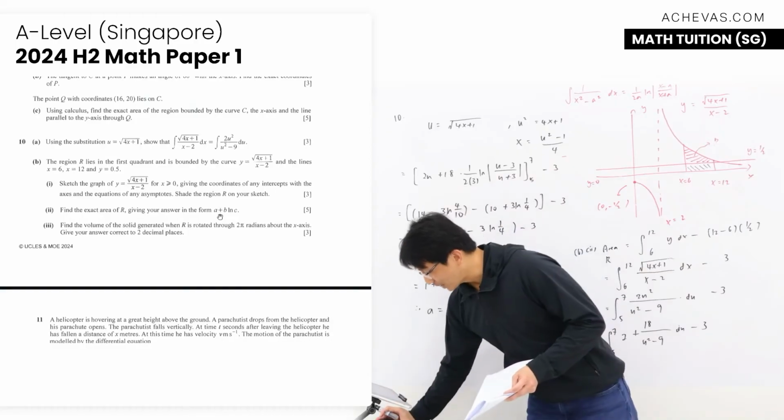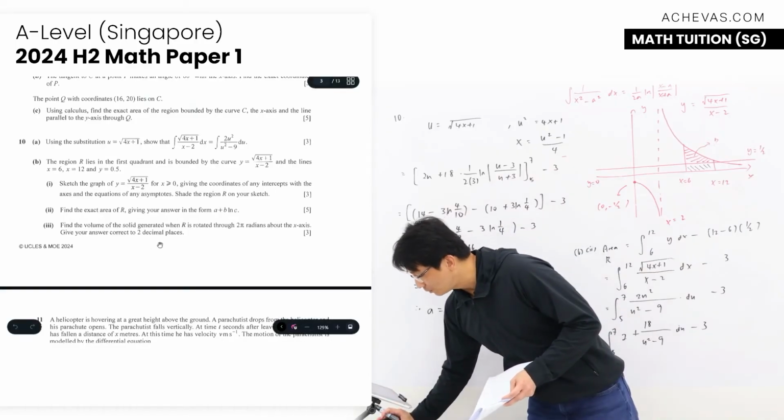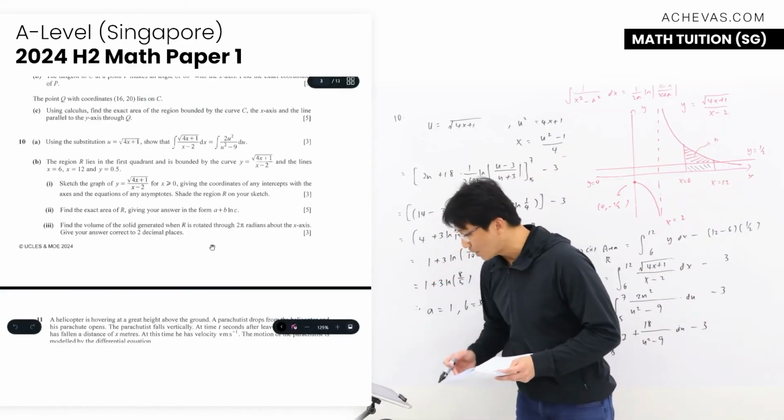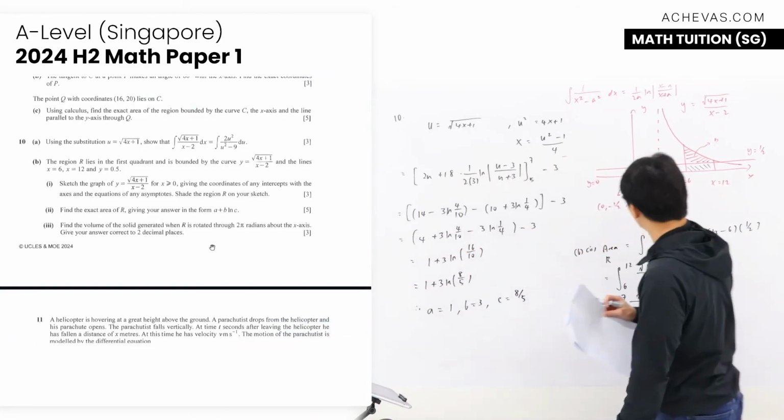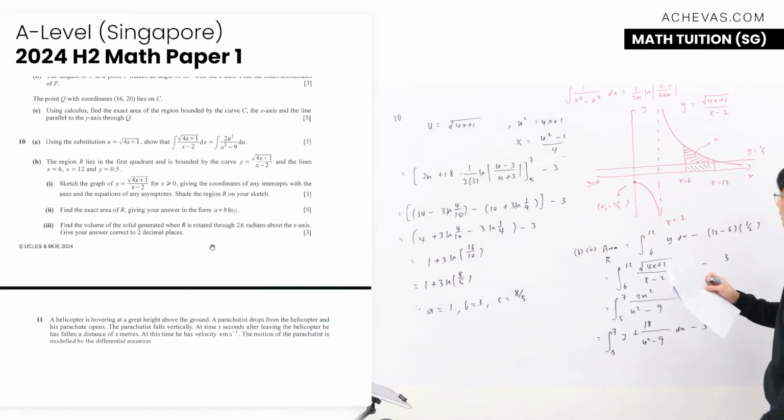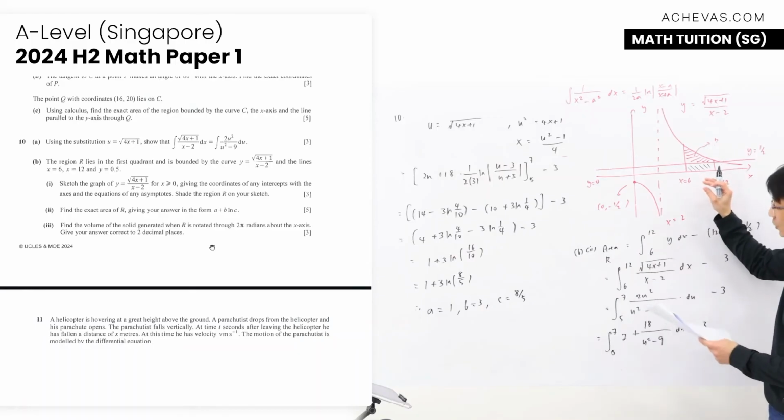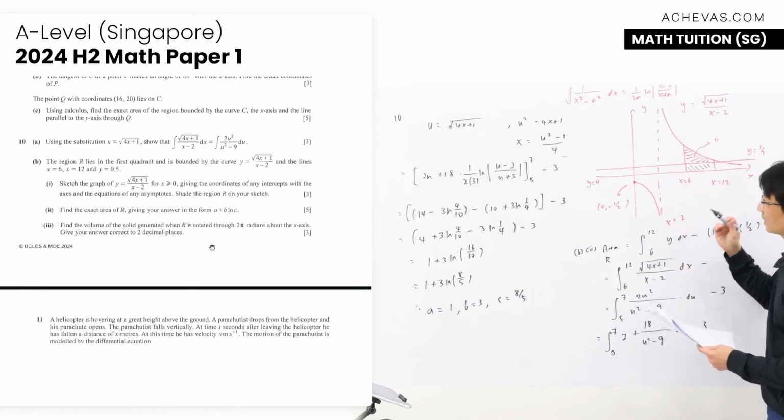Okay, we still have a last part that we need to do. Find the volume generated when R is rotated 2 pi about the x-axis, giving your answer to 2 decimal places. Alright, it's the same region which I'm supposed to rotate about the x-axis.